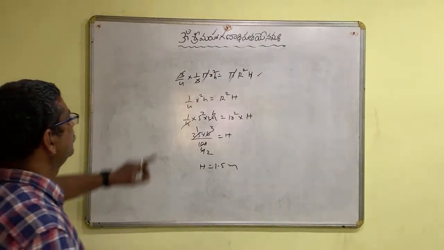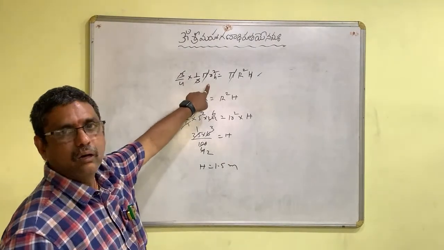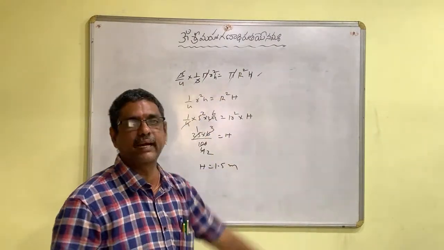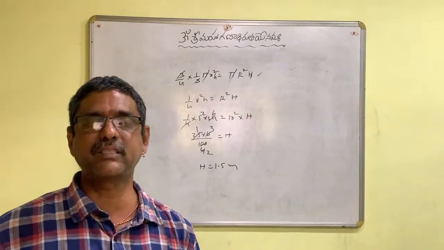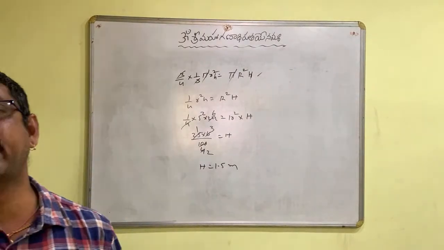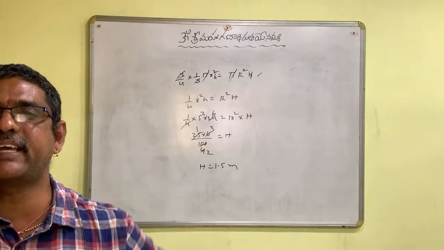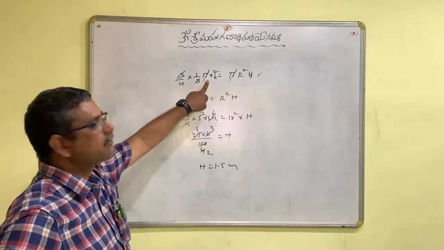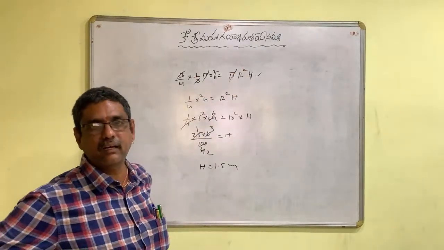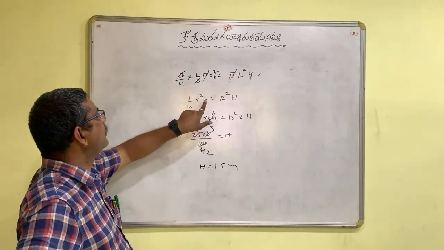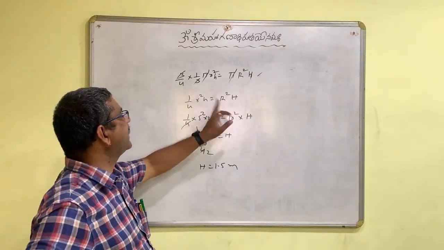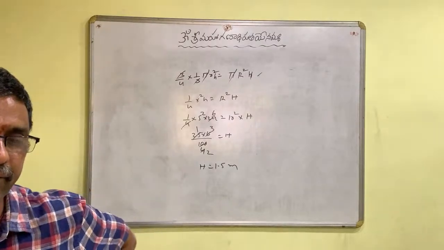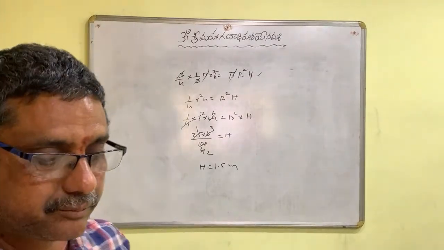Children, see, 3/4 of the volume of the cone is equal to the volume of the cylinder, because only 3/4 of the cone is filled. We know the radius and height of the cone, and we know the radius of the cylinder, but we don't know the height of the cylinder. We need to calculate it, which is 1.5 meters.